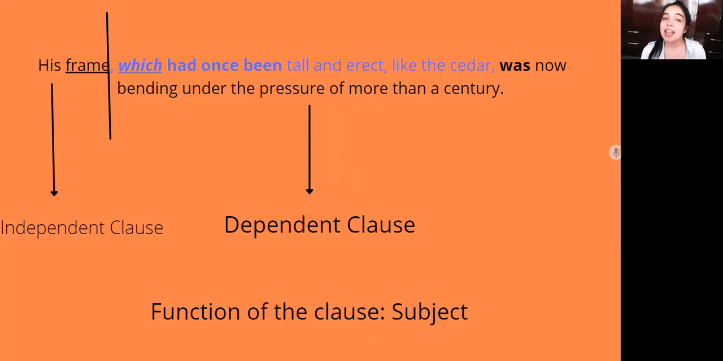Why? Because we said that when the subordinator or relative pronoun is followed by a verb, we can say that the function of the clause is subject. Clear? But here we have something different. We have commas to separate the independent clause from the dependent clause. That means that this is, oh my God, I always get confused. We said that when we do not have commas, it's restrictive. So when we have commas, it's non-restrictive. I know, it's very confusing. I also get confused a lot. So restrictive, no commas; non-restrictive equals commas. Don't forget about that.